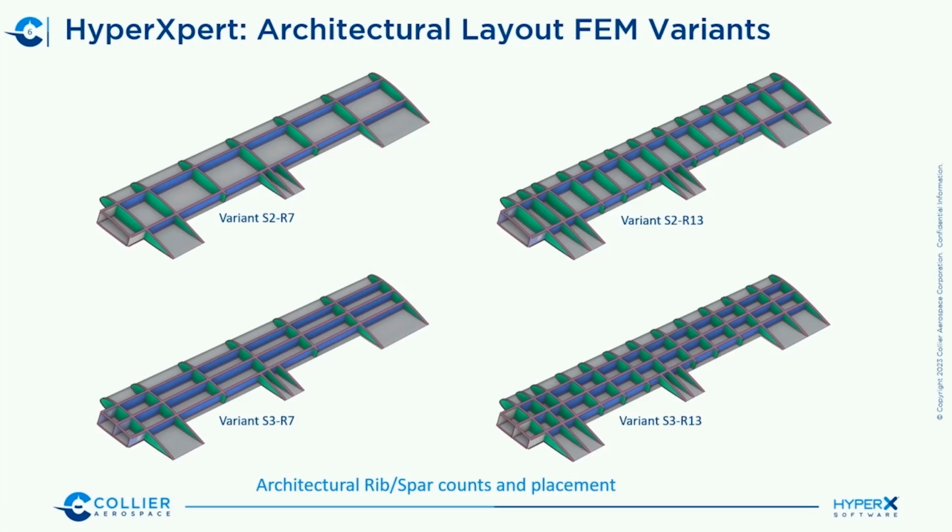What we want to do is to evaluate 4 different kinds of possibilities. The top one is, I think, a 2-spar 7-rib design. The bottom right is a 3-spar 13-rib design. And you can see the other two are a combination of that.